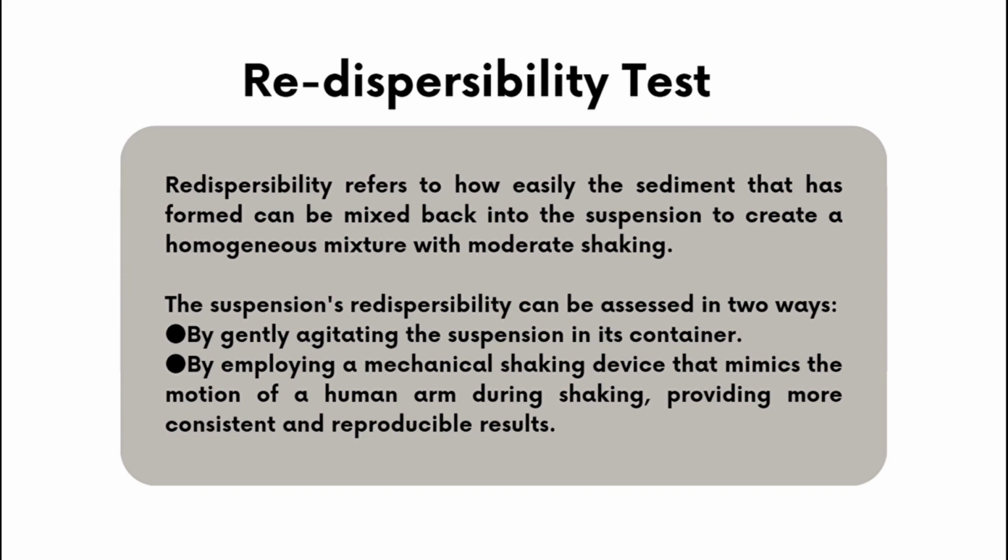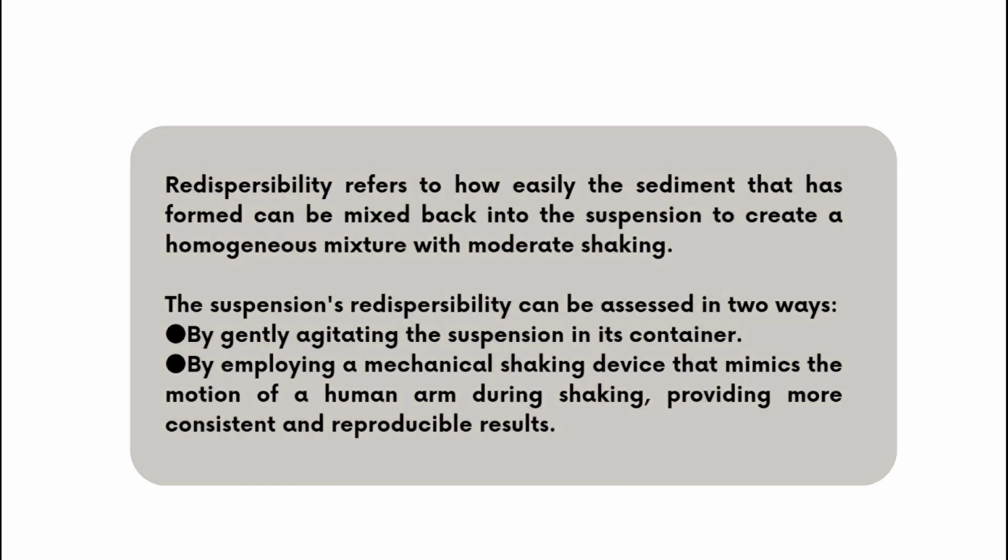The redispersibility test refers to how easily the sediment that has formed can be mixed back into the suspension to create a homogeneous mixture with moderate shaking. The suspension's redispersibility can be assessed in 2 ways, either by gently agitating the suspension in its container or by employing a mechanical shaking device that mimics the motion of a human arm during shaking. This method provides more consistent and reproducible results.